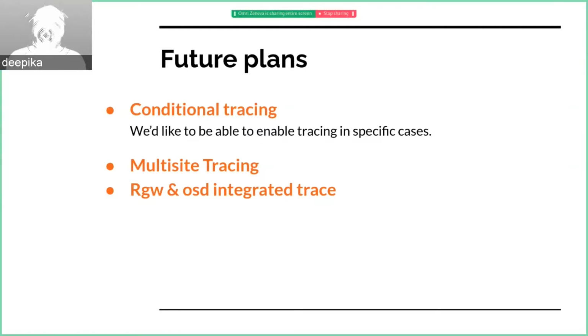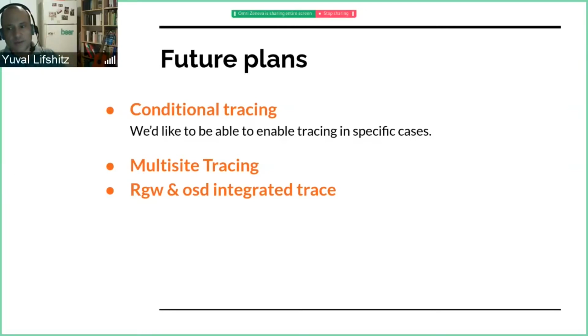Just maybe one small comment on the multipart. Multipart does cross boundaries, but it crosses boundaries between different RGWs or the same RGW in different iterations, but not between the RGW and the OSD. But it does cross the boundary, because this is why we need to serialize and deserialize into the object attribute.